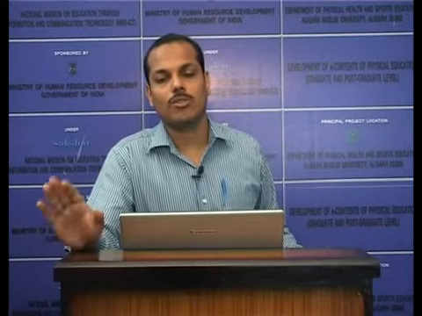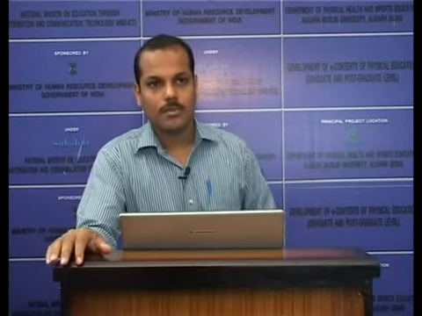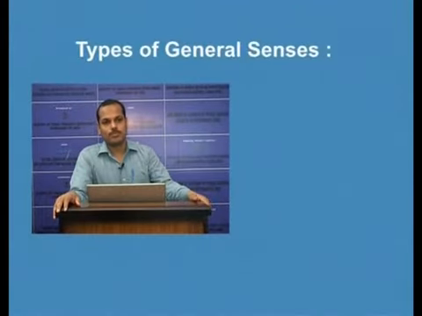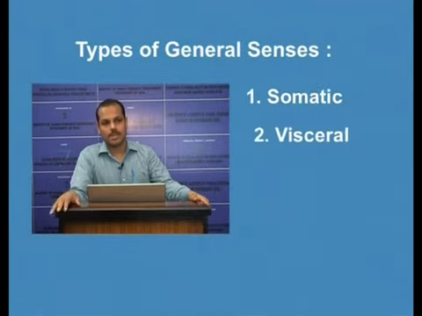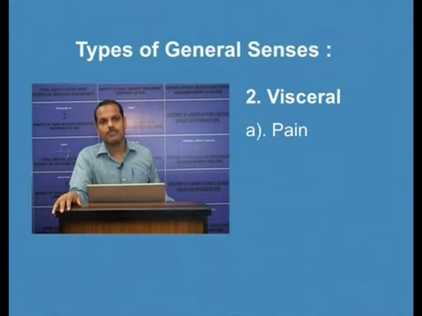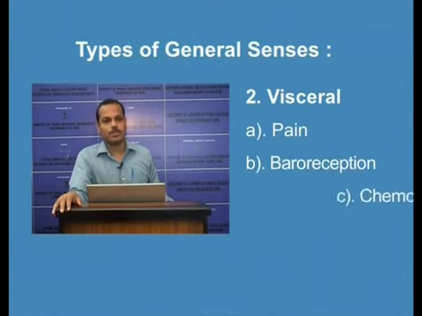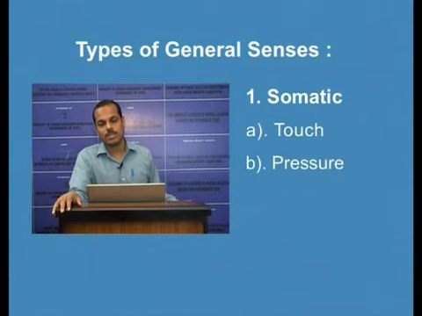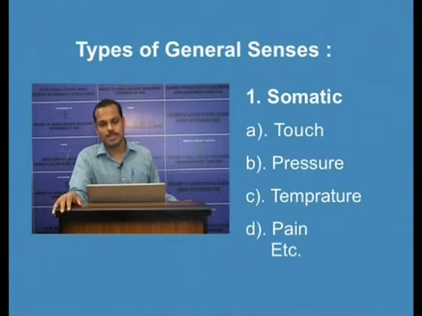All of us know that there are 4 special senses. These are vision, audition, gustation and olfaction. The general senses can be divided into two, somatic and visceral. Visceral general senses include pain, baroreception and chemoreception. Somatic general senses include touch, pressure, temperature, pain, etc.